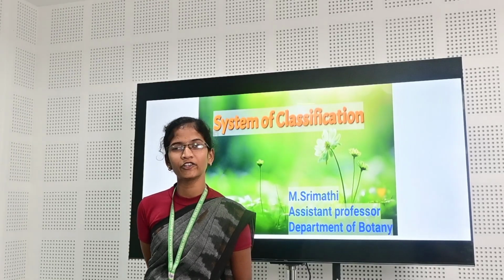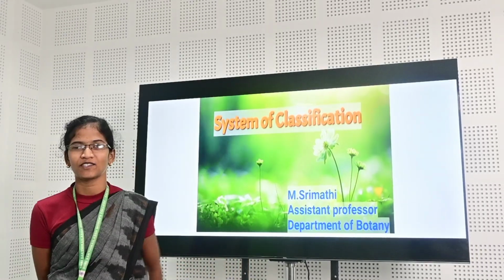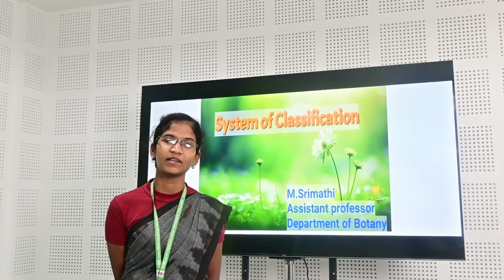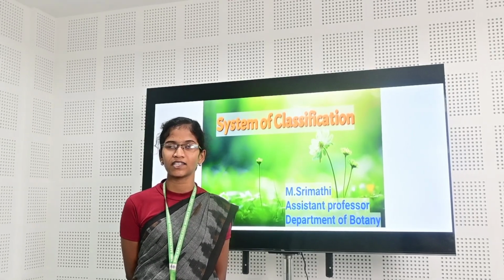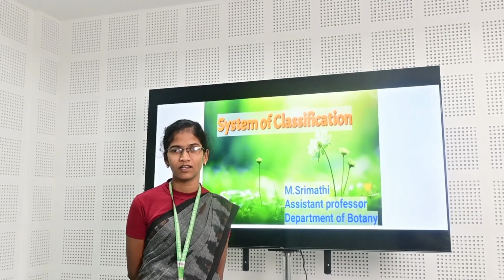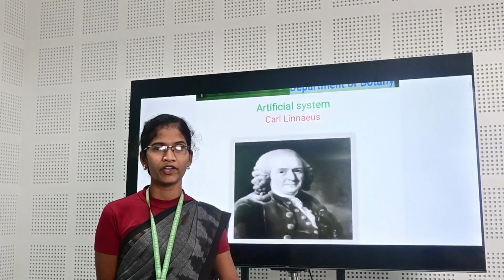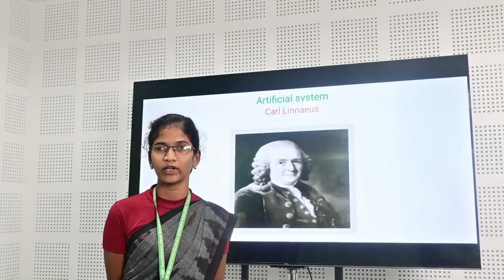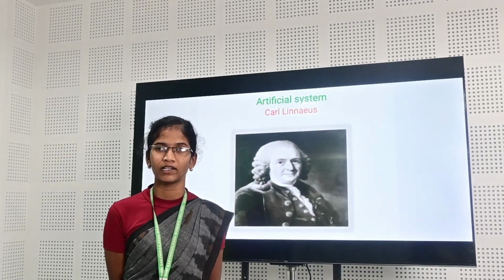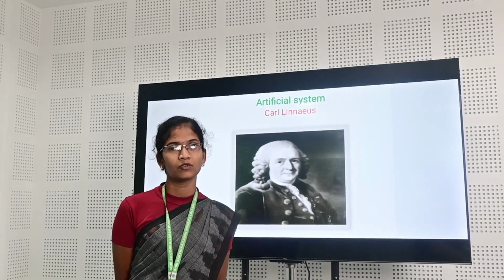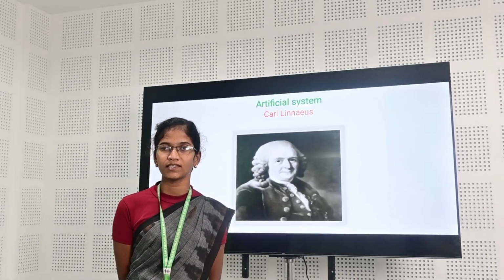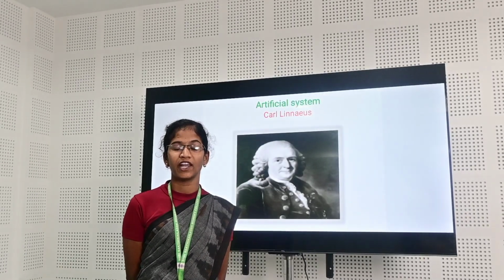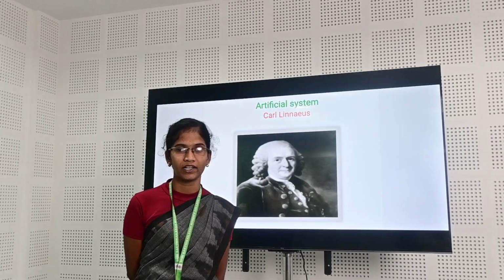So today we are going to see about the topic system of classification. So what is systematic botany? Systematic botany is a science which deals with classification and naming of plants. Here we are going to see about two terms. One is taxonomy and the second one is nomenclature. So what is taxonomy? Taxonomy is the classification of plants, and the naming of plants is termed as nomenclature.